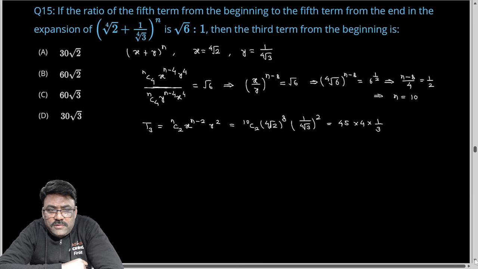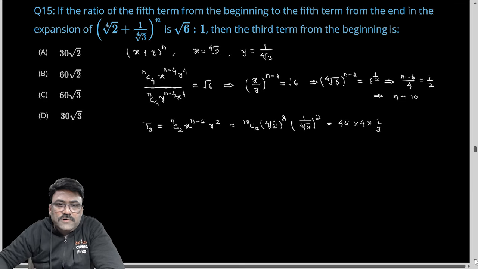n is 10. The third term from the beginning will be what? nC2 x raised to n minus 2, y raised to 2. Absolutely correct. So 10C2, which is 10 into 9 by 2, is 45. Correct. Fourth root of 2 is 2 raised to 1 by 4, and raised to 8 it is just 2 raised to 2. Then 1 by fourth root of 3. Here is the mistake.